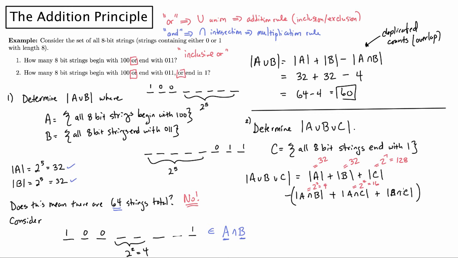And then finally, B intersects C. So B intersects C would be 0, 1, 1, and then 1. And it wouldn't matter if any of the first 3 had been chosen. So if I'm looking back over here, I could leave, in this case, 5 open slots.